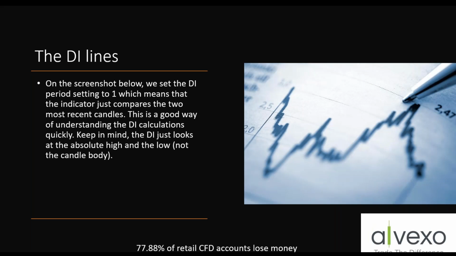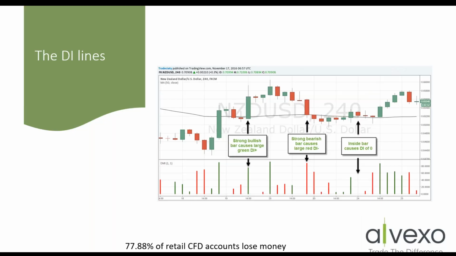So we set the DI setting period at 1, which means that the indicator just compares the two most recent candles. This is a good way to understand the DI calculations quickly. Now keep in mind the DI just looks at the absolute high and the absolute low, not the candle body. It doesn't care about the open and the close. So if we took those numbers and measurements and put them on a bar chart on our charts, you would see it very easily.